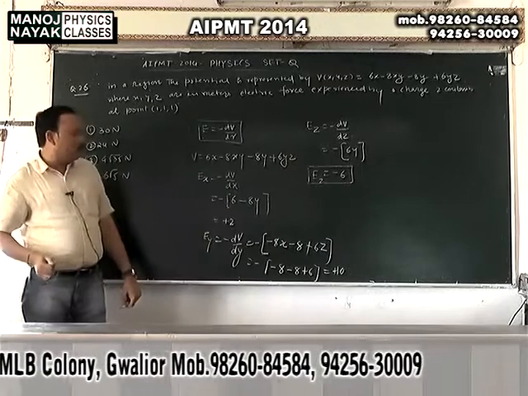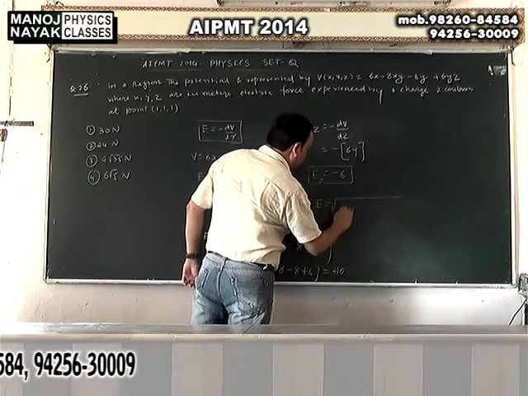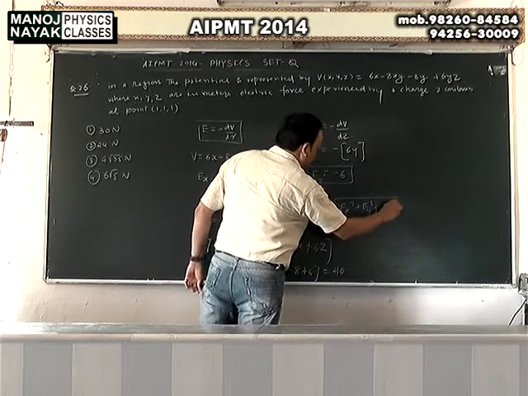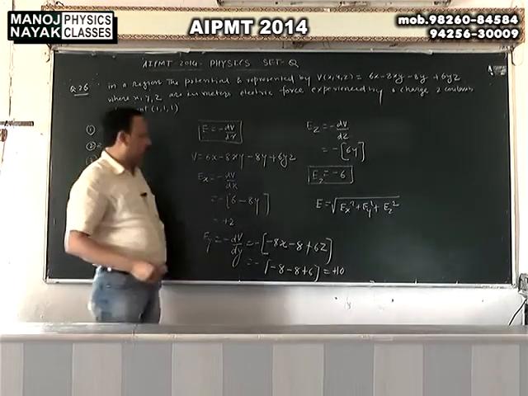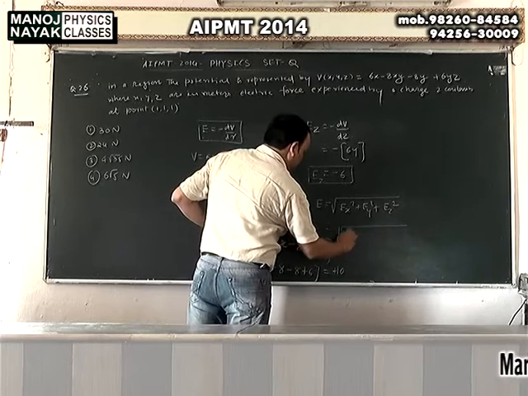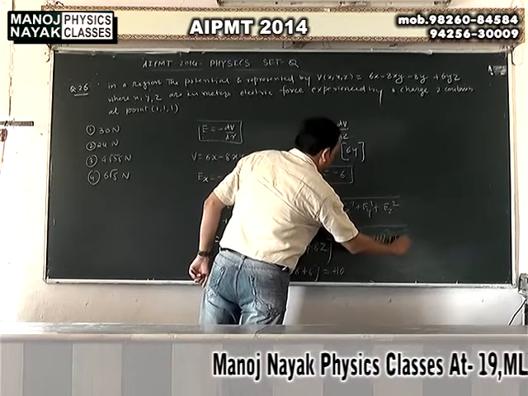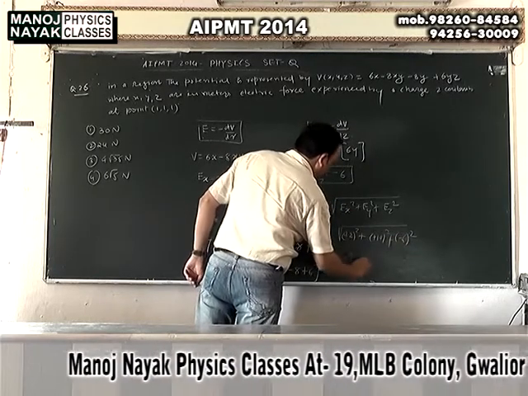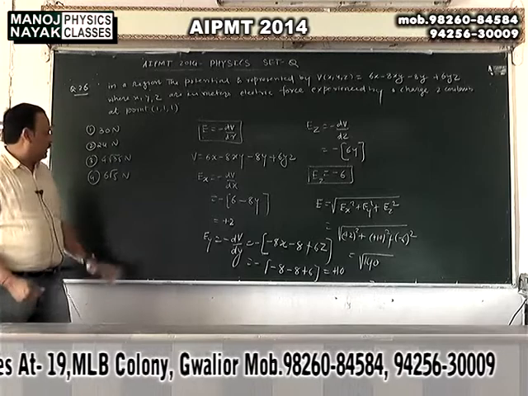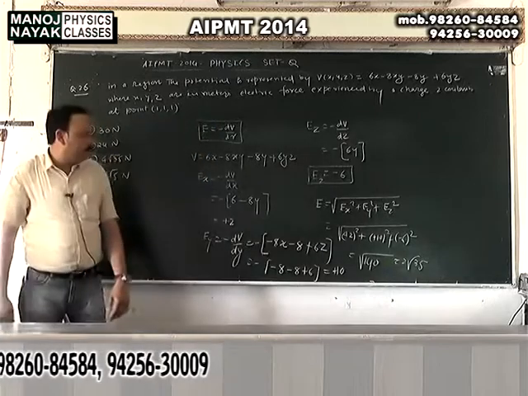Okay. Now the total electric field, net electric field E would be under root Ex square plus Ey square plus Ez square. Now put the values of Ex, Ey, Ez. Ex is plus 2, Ey is plus 10, Ez is minus 6, and if you solve it, then you will get 140. Okay, that is 2 root 35 Newton per Coulomb.